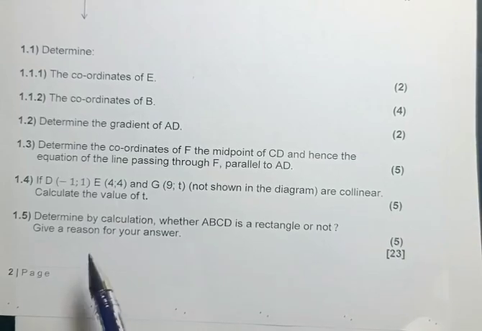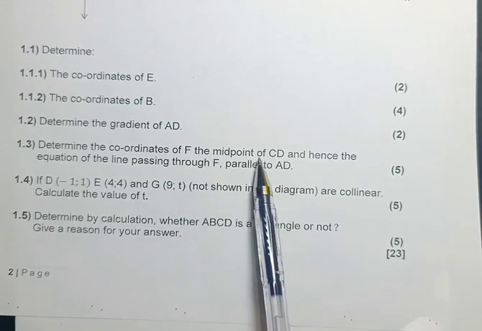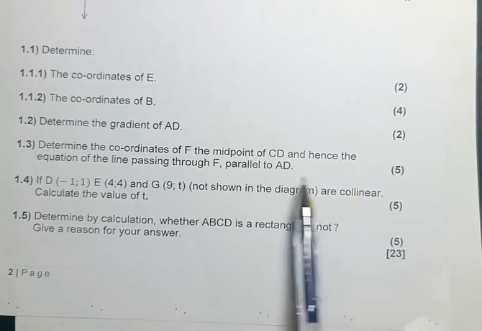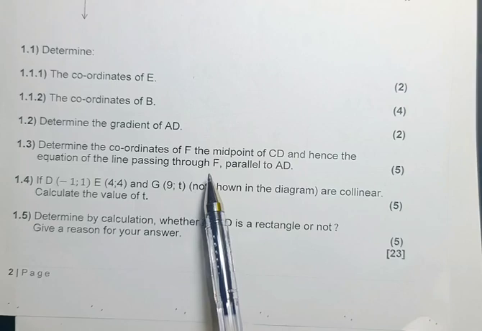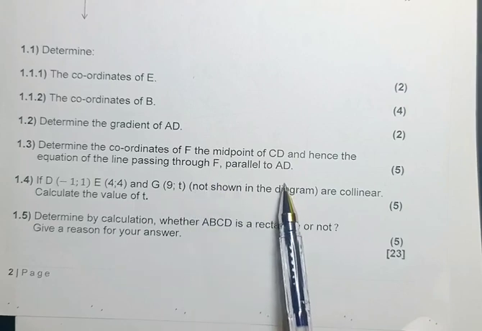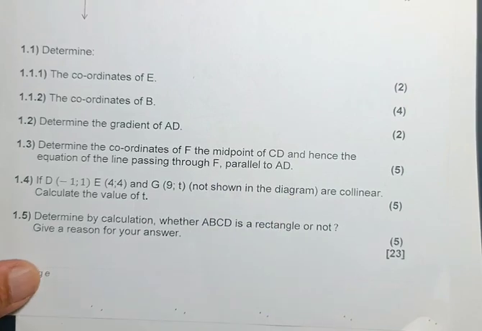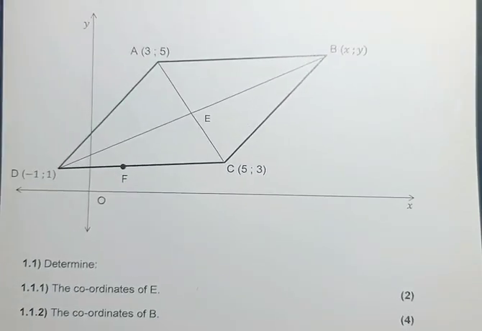Question 1.3 says determine the coordinates of F, the midpoint of CD, and hence the equation of the line passing through F parallel to AD. Now the question says that this is the midpoint.